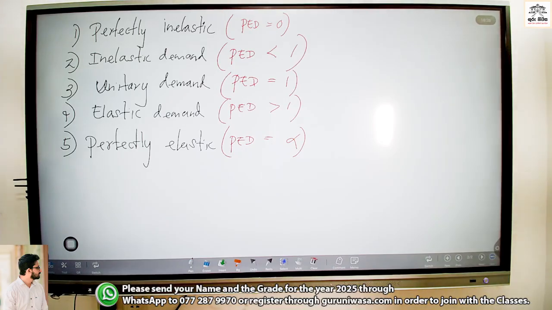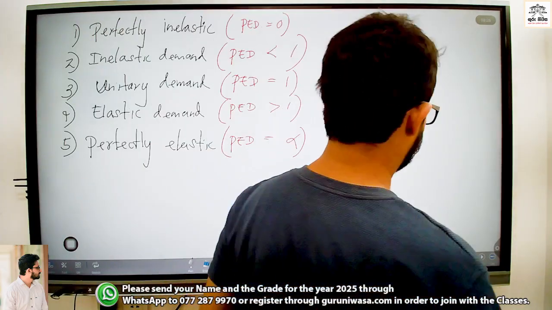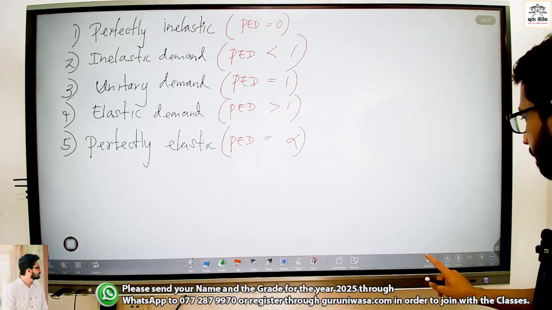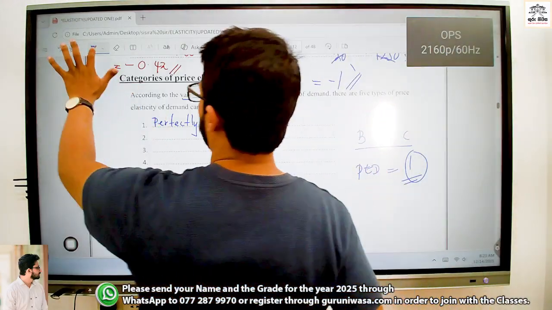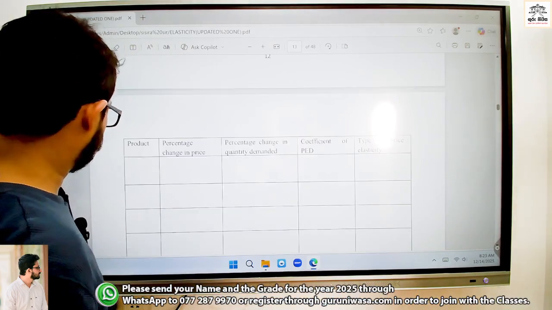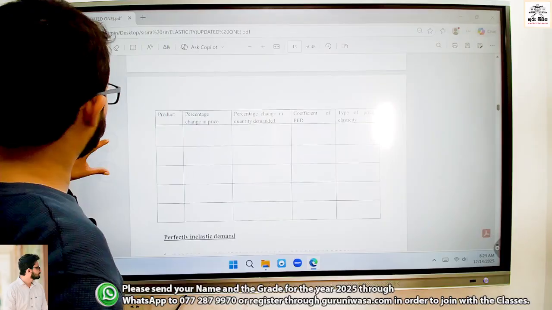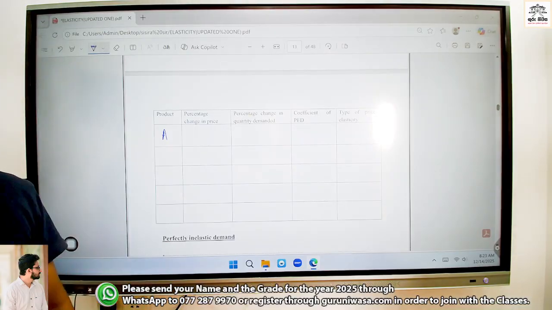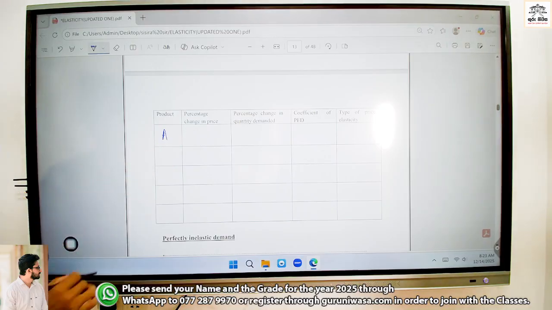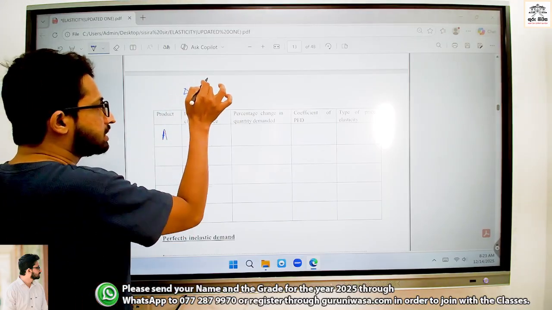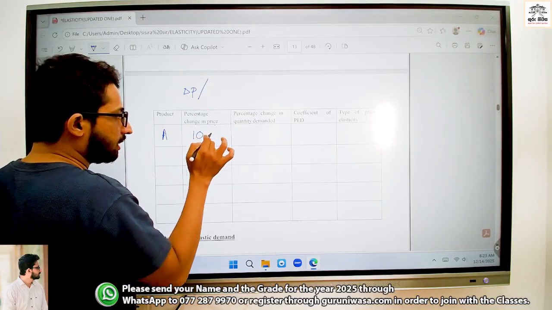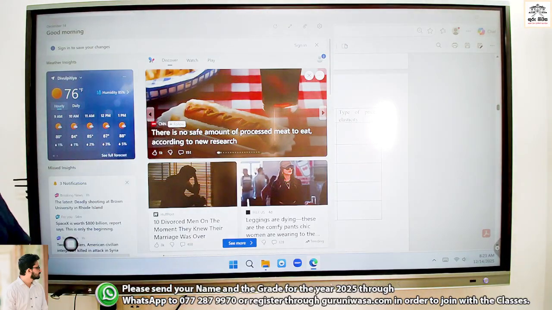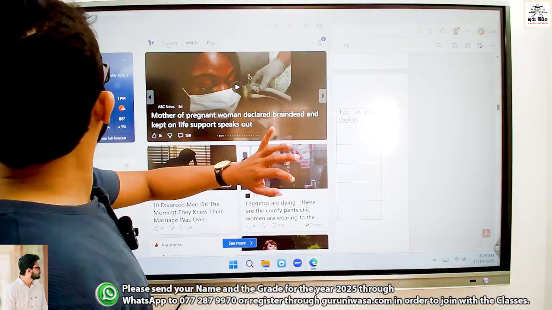There's a table, page number 13. Look at the table. Write down this outcome table. Write down product A. Percentage change in price, assume it's 10%. Price increases by 10%.